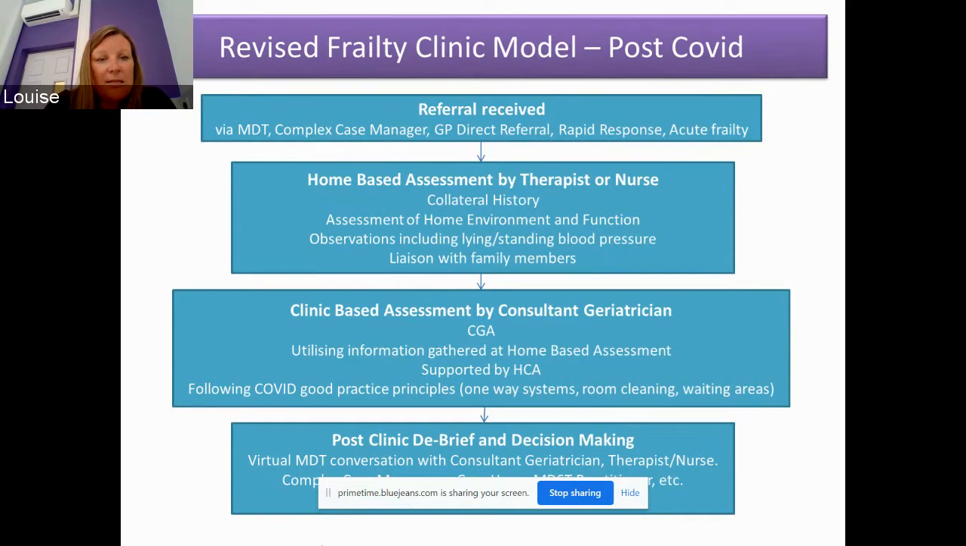Following that assessment with the consultant, there will then be some debrief and decision making, so a short virtual MDT discussion between the geriatrician, whichever clinician has done that home-based assessment, and other key people that might be involved, like the complex case manager that Amy has already described. In the context of COVID, we think this is a really good offer for patients to do this additional level of assessment and problem solving.